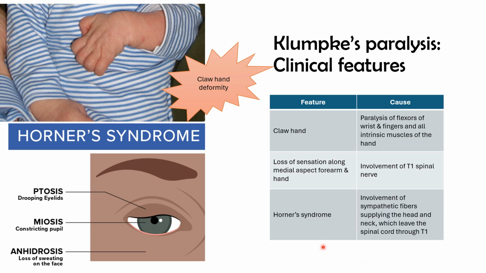And sometimes we see Horner syndrome, which includes ptosis, that is drooping of the eyelids, miosis, where there is constriction of the pupils, anhidrosis, where there is loss of sweating on the face, and enophthalmos, where the eyeball is sunken within the socket. This is mainly because of the involvement of the sympathetic fibers which supply the head and neck region and leave the spinal cord through the T1 segment. But you should remember that this Horner syndrome occurs only if the T1 is injured proximal to the white rami communicans to the first thoracic sympathetic ganglion.